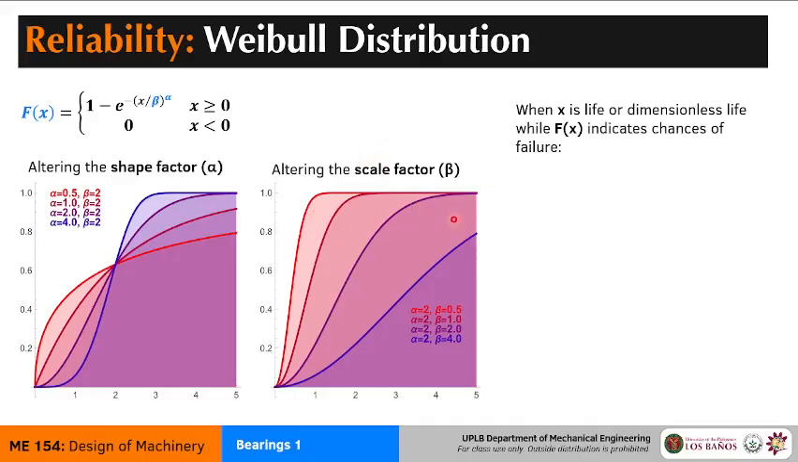When it comes to this factor, if you see here, your beta equals 0.5 is really tight. This signifies that a lot of your units are failing quickly, probably much earlier than you expect. Now, if you go to beta equals 4, you see that a lot less of your units are failing immediately. So there's something that we can say about beta.